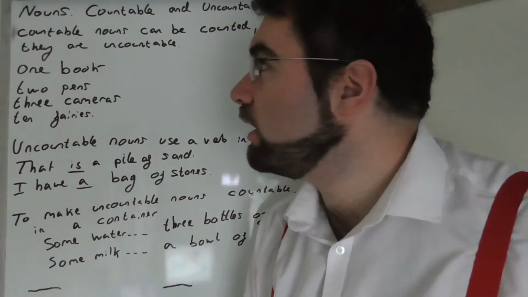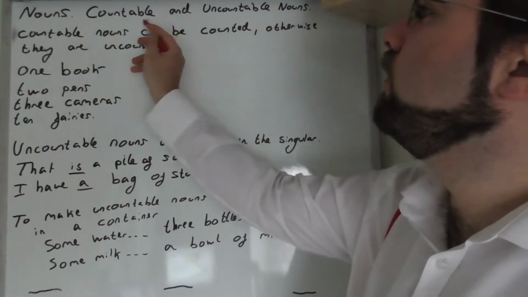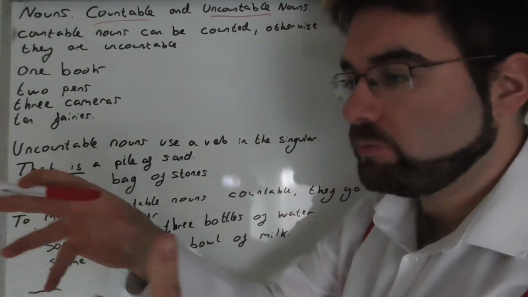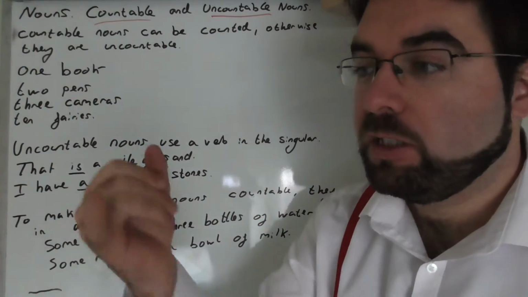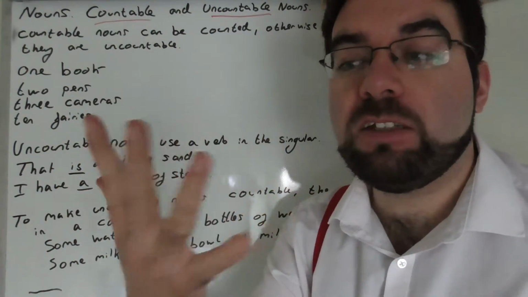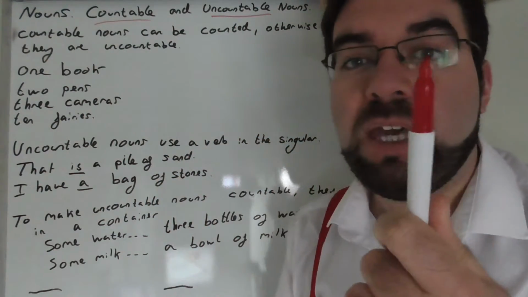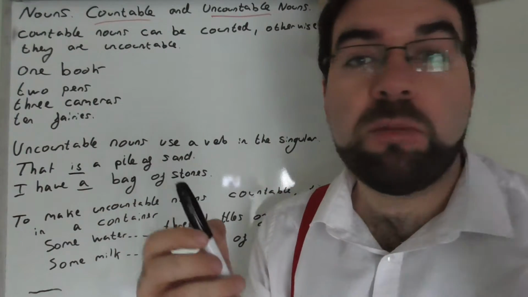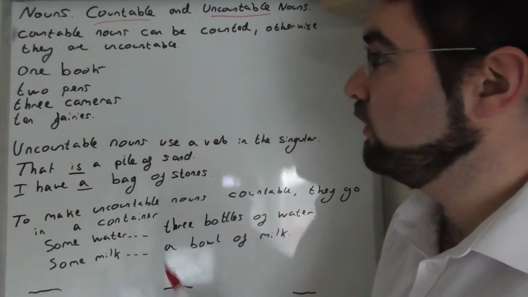Okay, so let's look at countable versus uncountable nouns. Now, what they're all about. So, a countable noun is a noun you can count. You can count it individually, like fingers. 1 finger, 2 fingers, 3 fingers, 4 fingers. Pen. 1 pen, 2 pens, and more. Okay, so we can count them.